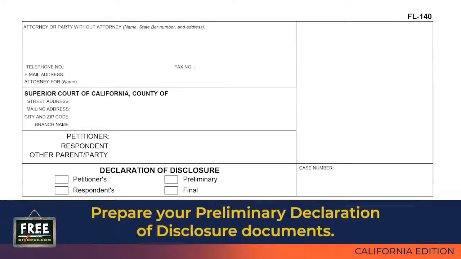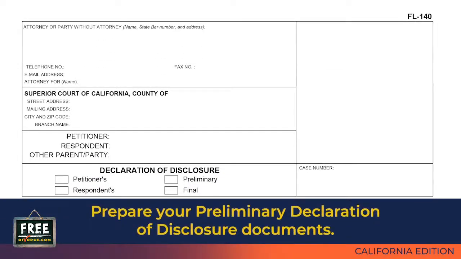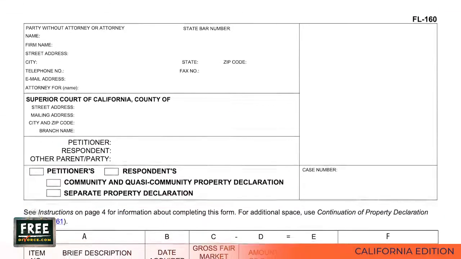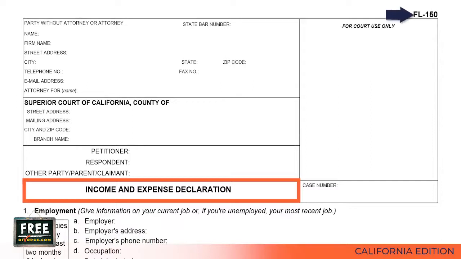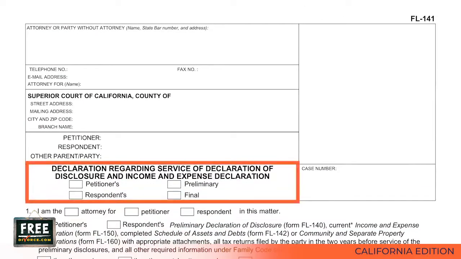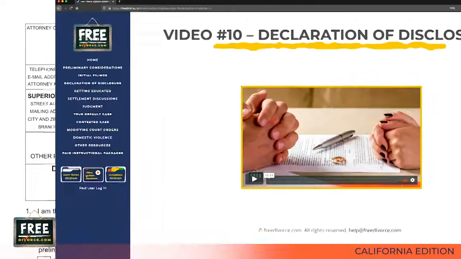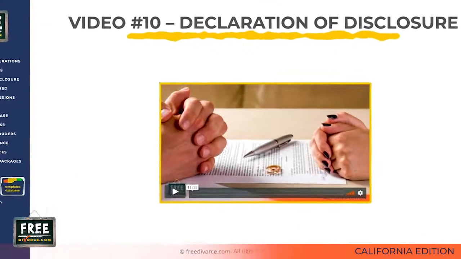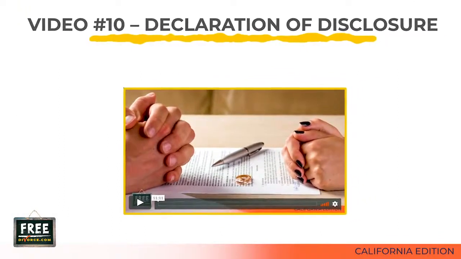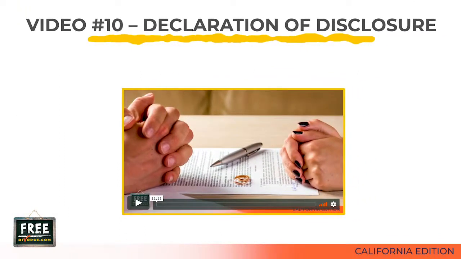You now have to prepare and serve your spouse with your preliminary declaration of disclosure forms consisting of the declaration of disclosure cover sheet, FL 140, your property declaration, FL 160, your income and expense declaration, FL 150, and your declaration regarding service, which is FL 141. In our earlier declaration of disclosure video, we went over these declaration of disclosure forms. However, the declaration of disclosure forms are completed a little differently when you're processing a true default case.